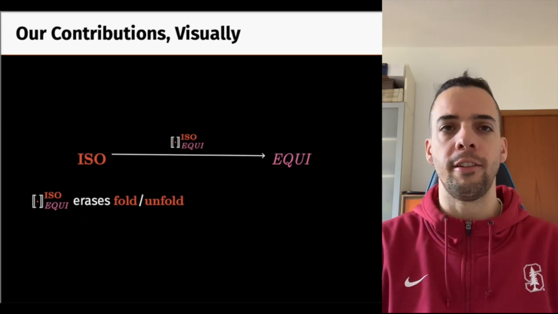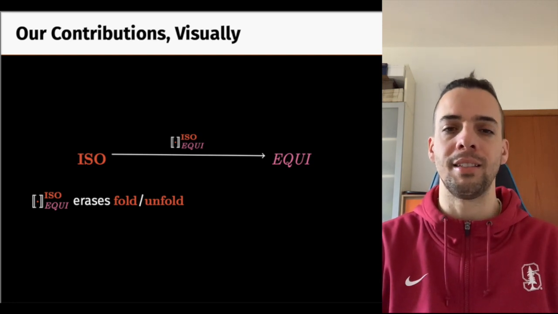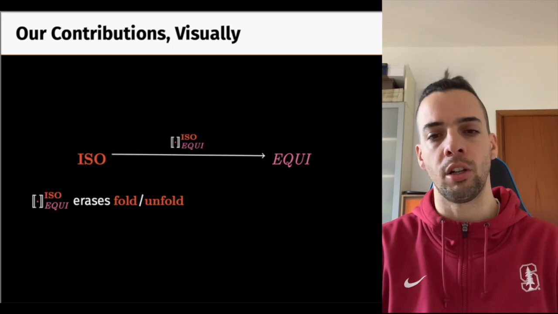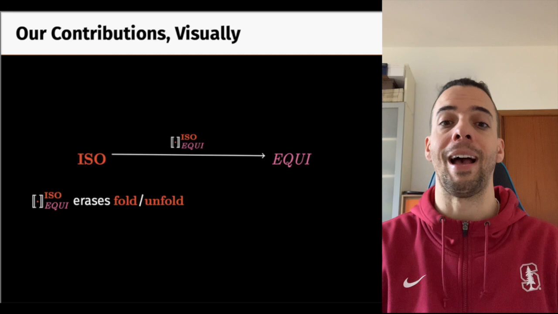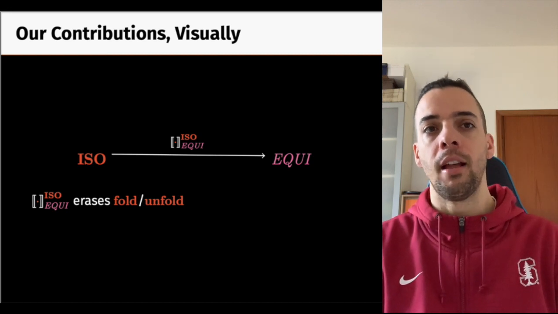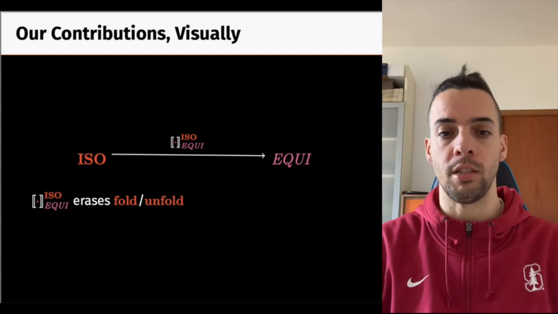We will now see how this theory works once applied to the source of the compiler being the simply typed lambda calculus with isorecursive types, which is in red, and the target of the compiler, so the output of the compiler, being the simply typed lambda calculus with co-inductive equirecursive types, which is in pink.